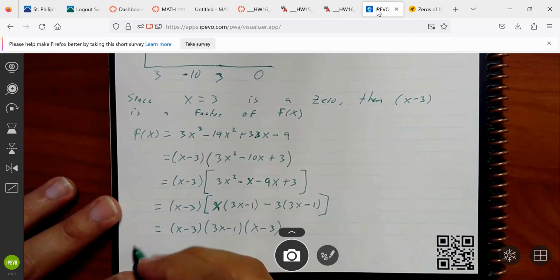Any questions on any of the steps for 16? Or if you need more details, let me know. That make sense?